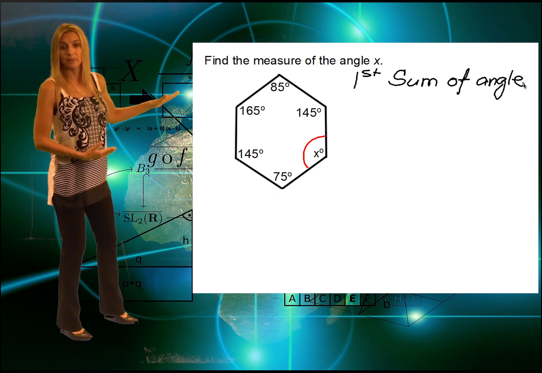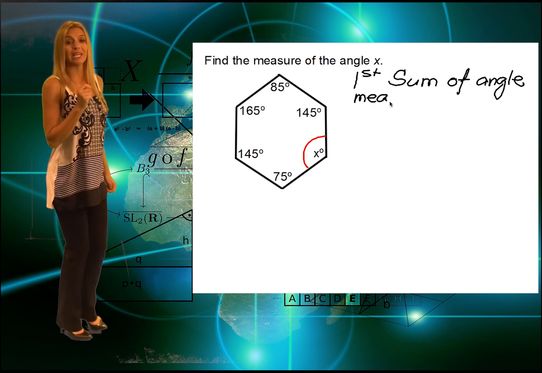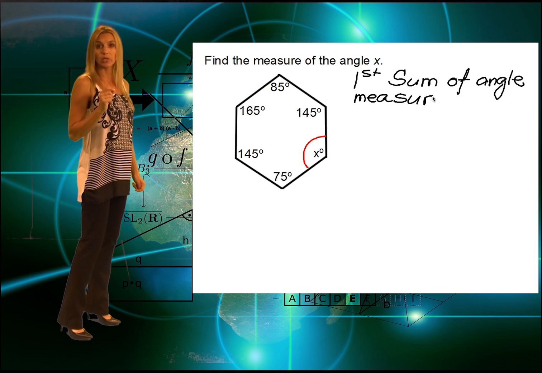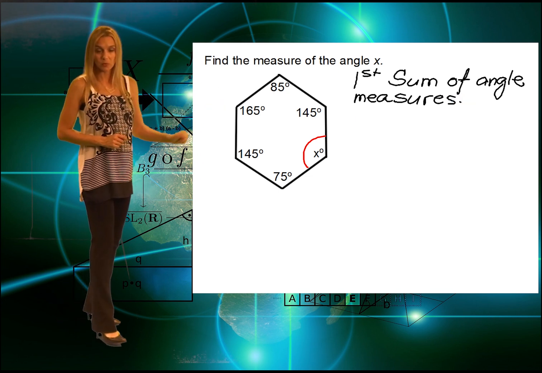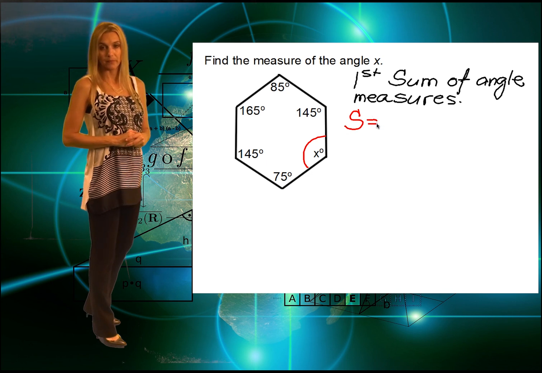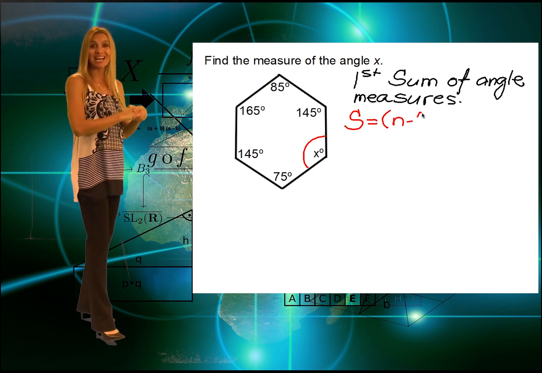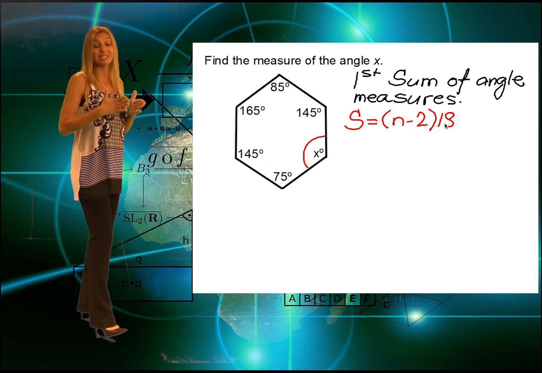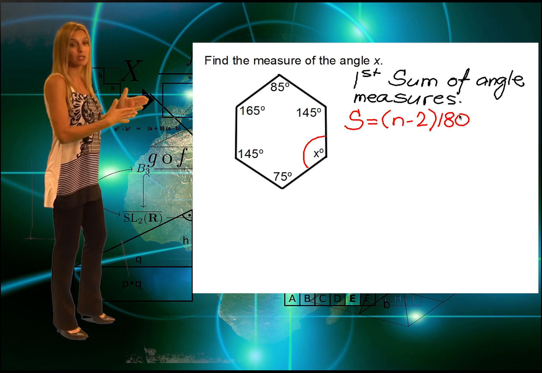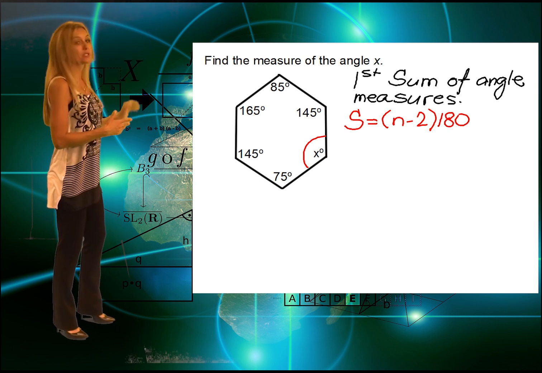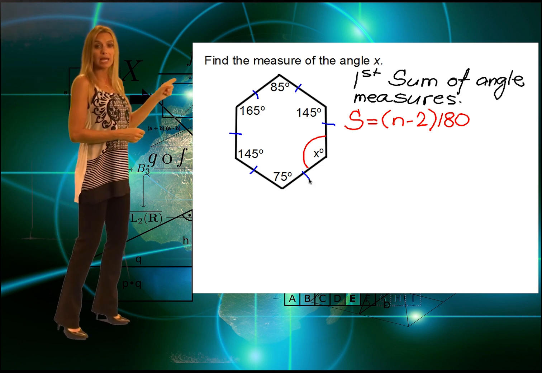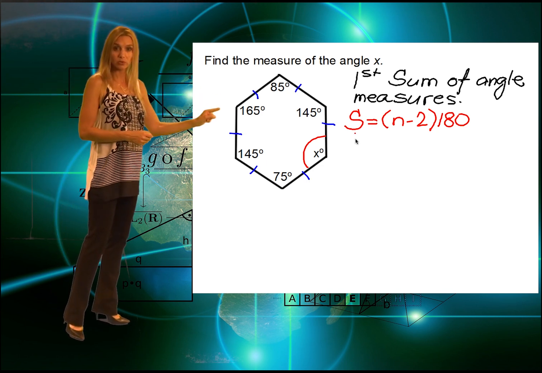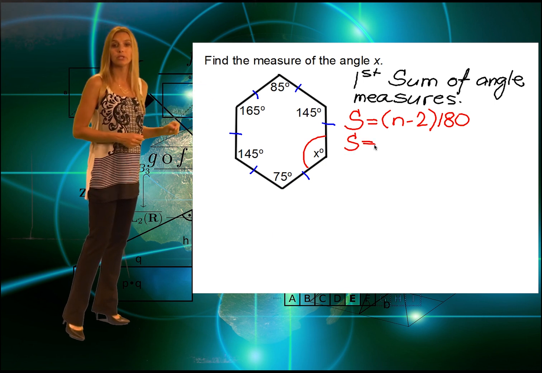So let's find it. To find the sum of the angle measures, we will apply that formula: S equals n minus 2 times 180. How many sides do we have? Because we have to replace our n with how many sides we've got. 1, 2, 3, 4, 5, 6 sides, right? So S equals n, which is 6, minus 2 times 180 degrees.